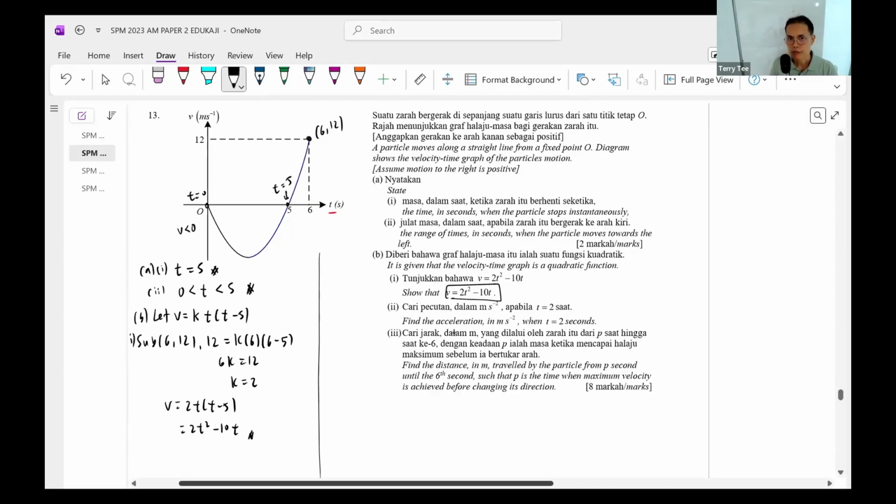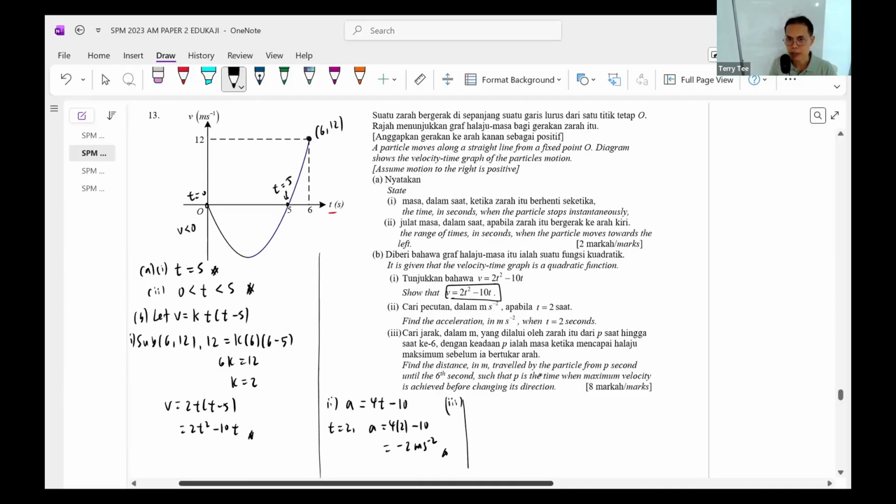Okay, Roman 2. Find acceleration when t is 2. Okay, to find acceleration, we got to differentiate. Differentiate velocity, you get acceleration. Differentiate 2t squared, you get 4t. Differentiate negative 10t, you get minus 10. Yes, when you differentiate velocity, you get your acceleration. Then we substitute t with 2. My acceleration is 4 times 2, which is 8. 8 minus 10, negative 2. Right, that's your acceleration.